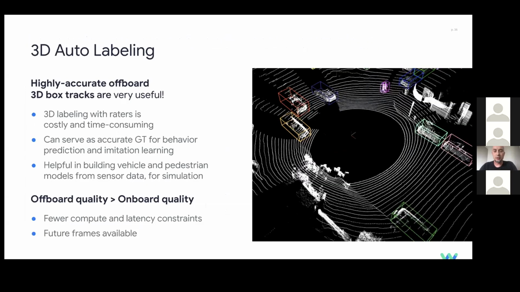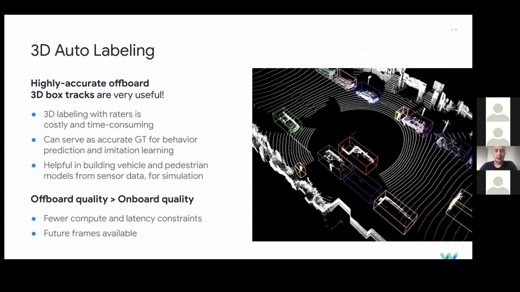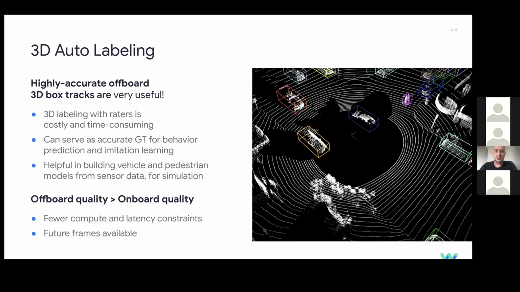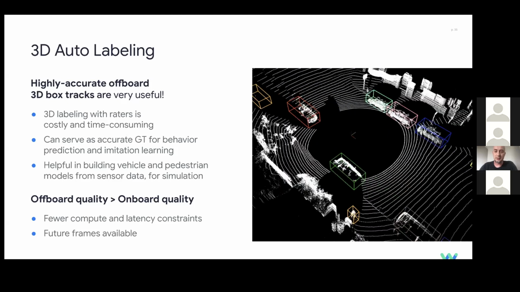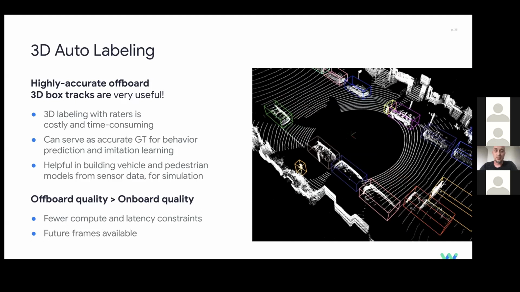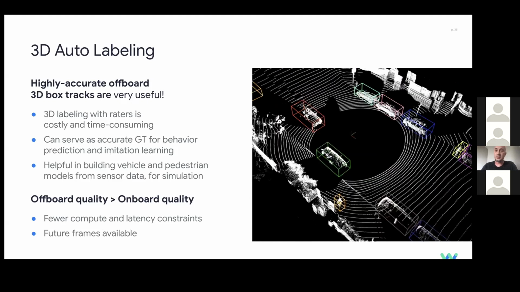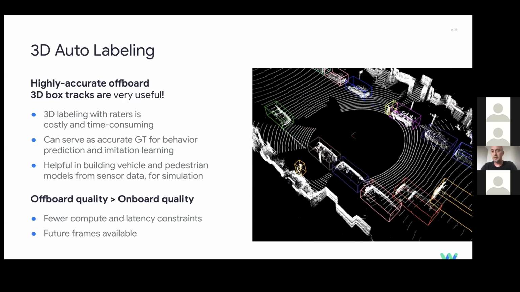Last topic I wanted to talk about a bit is one I think is important. It's 3D auto labeling. So this is not onboard scene understanding. This is offboard scene understanding. Offboard scene understanding is also very useful. It is great if you could get very highly accurate offboard 3D tracks like the ones on the right. These are actually obtained by a system we have.